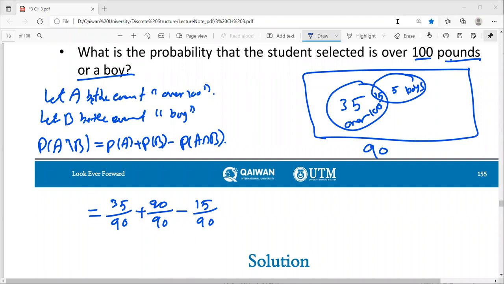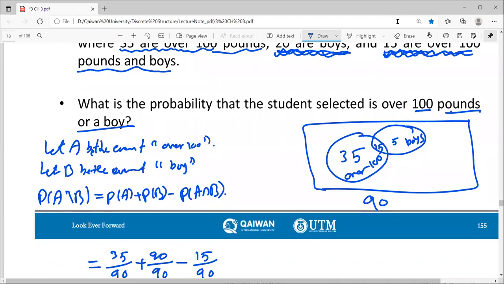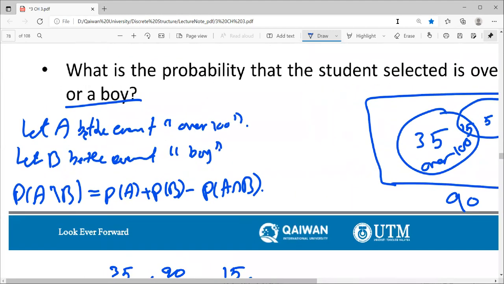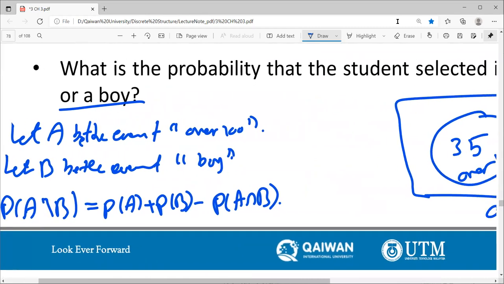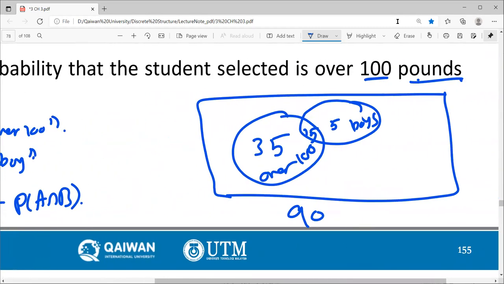Of the students, the total number of students is 90. So for finding the probability of any case, we divide by 90. Okay, 35 over 90. Among these 35, 15 of them are boys, and the number of boys is 20. To find the probability that the student selected is over 100 pounds or a boy, we let A be the event of over 100 and B be the event of boy. We apply this rule here.